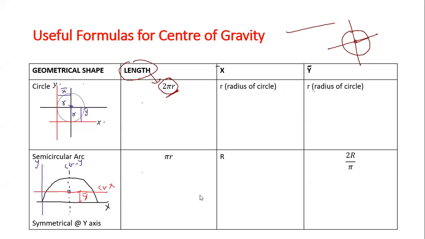For an example, this dark line is the center of gravity of the circle, and the black dotted line is your reference axis. So this distance will become the center of the x-axis, this distance will become the center of the y-axis, yes or no? That is nothing but the radius. Clear? Easy? Please confirm.